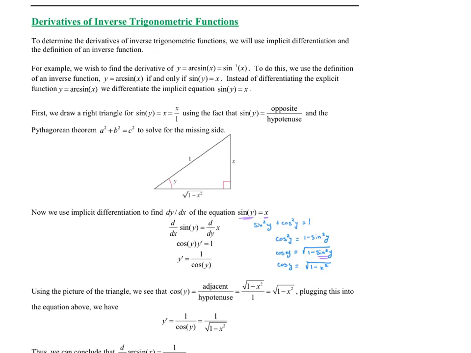Okay, so let's go through this. It says to determine the derivatives of inverse trigonometric functions, we will use implicit differentiation and the definition of an inverse function. For example, we wish to find the derivative of y equals, which again in this book we're going to call arc sine. You might have seen it as sine to the negative 1, inverse sine, so we're just going to call it arc sine in this case. It says to do this, we use the definition of an inverse function. y equals arc sine of x if and only if sine of y equals x.